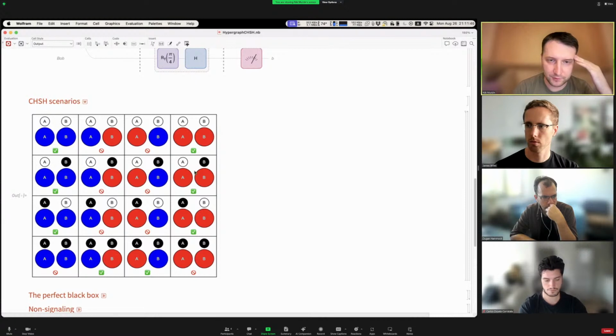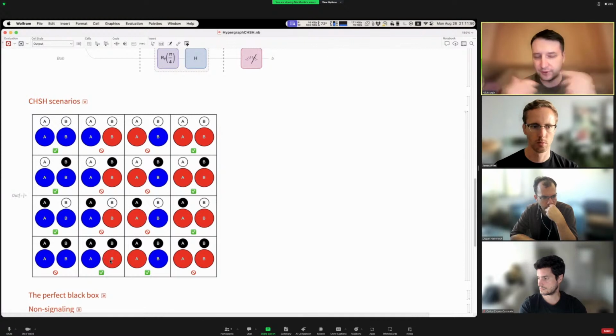And it's the same for the first 3 rows, but the last row is the opposite. They have to produce different outcomes, so they only win in these 2 scenarios. So this is the rule of the game, right?